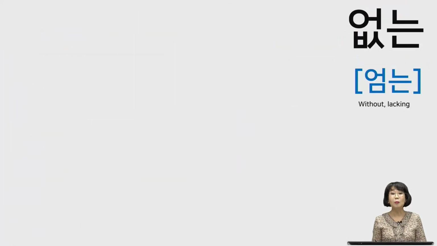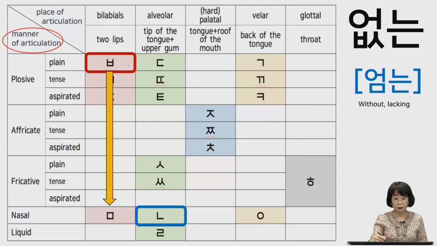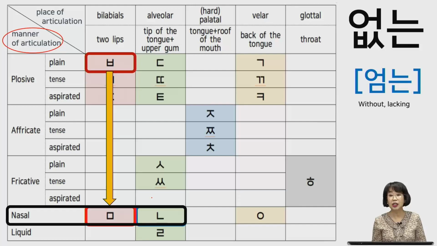없는. The representative sound of this is 부 sound. Under the influence of 느, 부, a plosive, becomes 무, a nasal sound. So, they become similar. Nasalization. 없는.